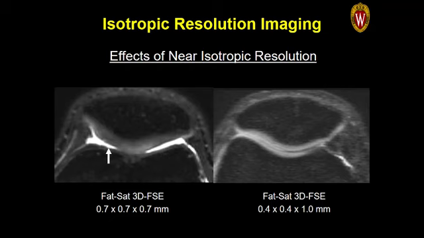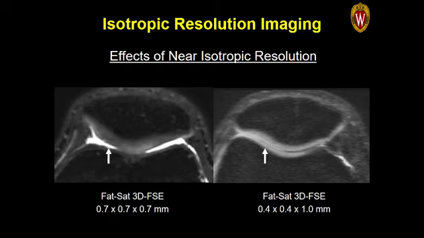The image on the right is a three-dimensional fast-spin echo sequence, with axial reformat images created from a volumetric source that had a resolution of 0.4 millimeter by 0.4 millimeter by 1 millimeter voxel size. Note the slight degradation of image quality with much greater blurring of the articular surface on the reformat images.